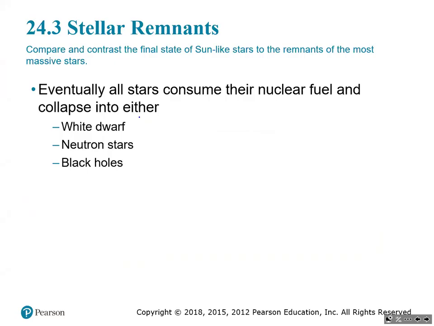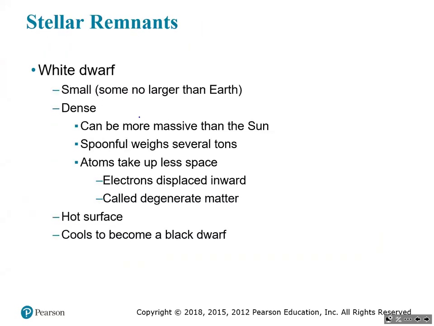So all stars consume their nuclear fuel. They collapse into either a white dwarf, a neutron star, or a black hole. That's what gets left behind. A white dwarf is small. Some are no larger than the Earth. Generally, white dwarfs are around the size of the Earth for a rough scale. They're dense. They can be more massive than the sun. They cap out at about 1.3 solar masses, and a spoonful of matter from them would weigh several tons.